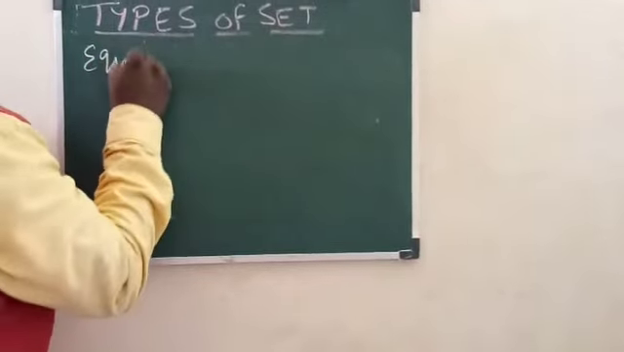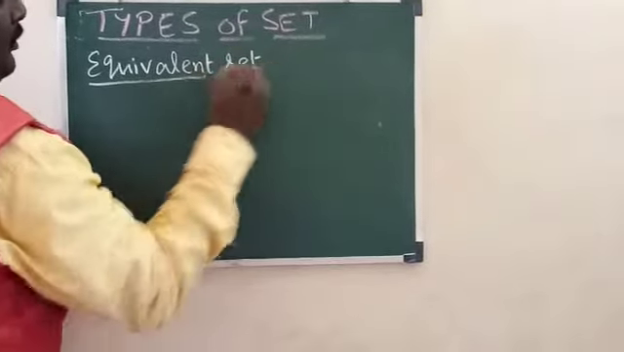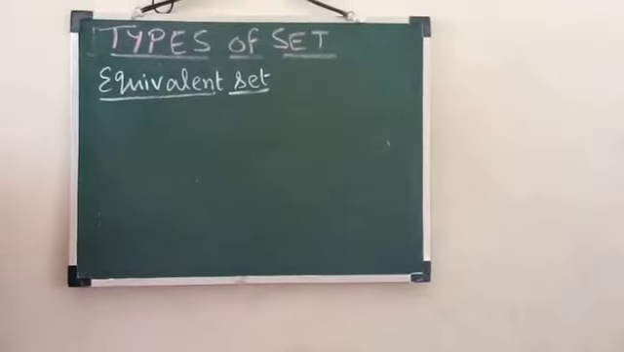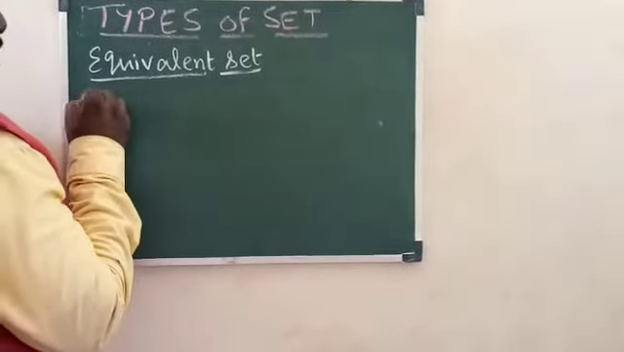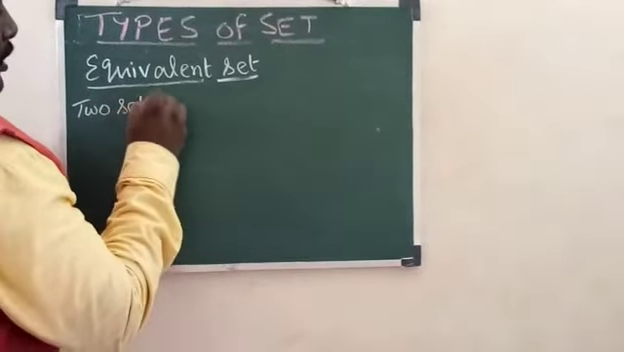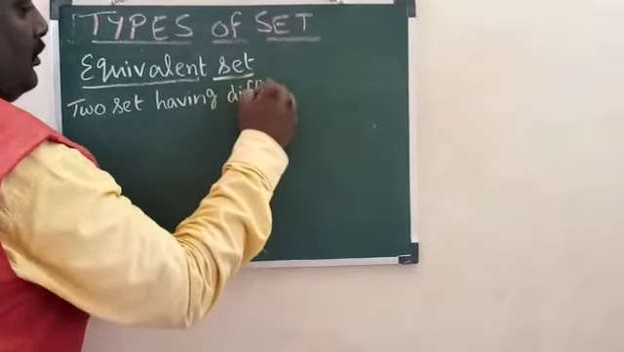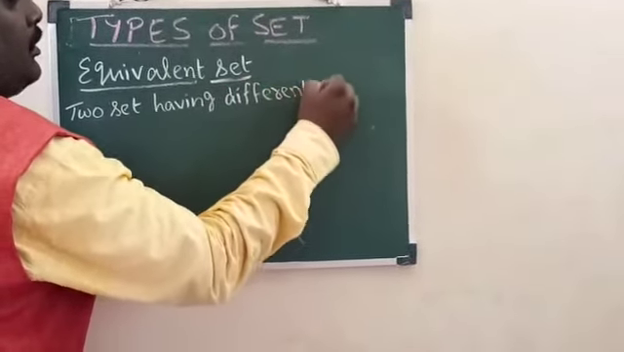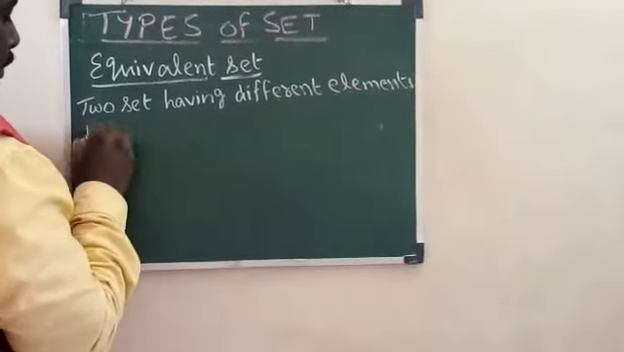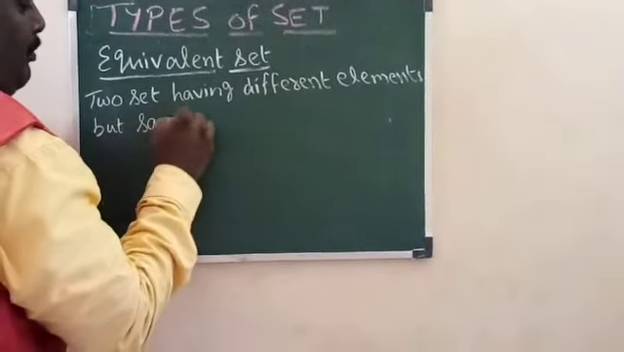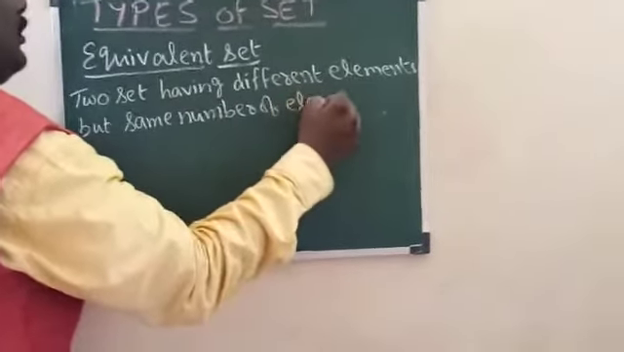Equivalent set. What is an equivalent set? Two sets having different elements, it can be, but the same number of elements.